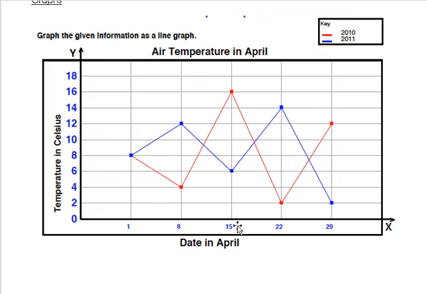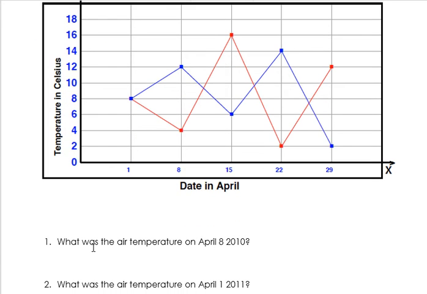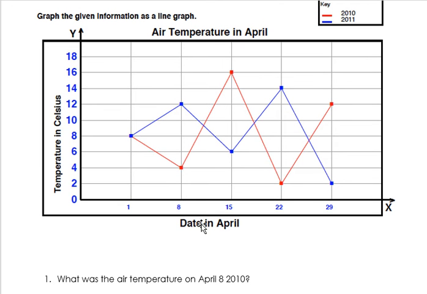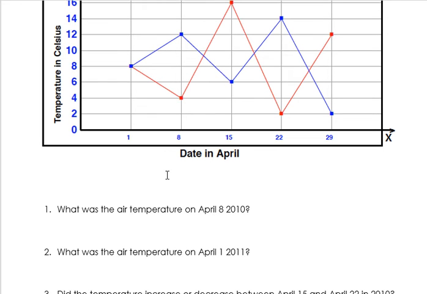So what you have to do is find, you know that 2010 is the red line, and the question is asking what was the air temperature on April the 8th in 2010. So you find the 8th and you find where your red line is. You then move across to your y-axis, which tells you how hot it was on that day. So that's how you work out your answer for that one.